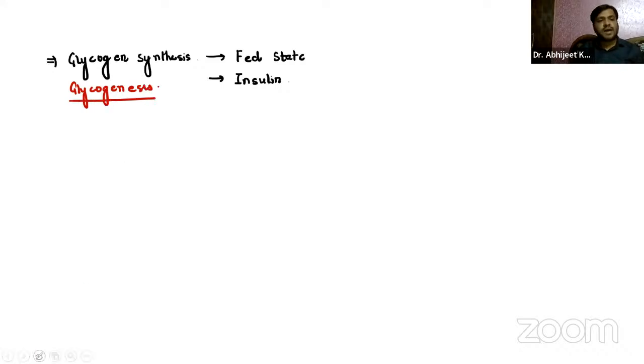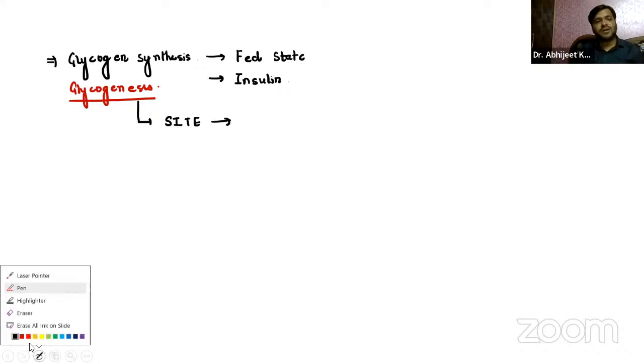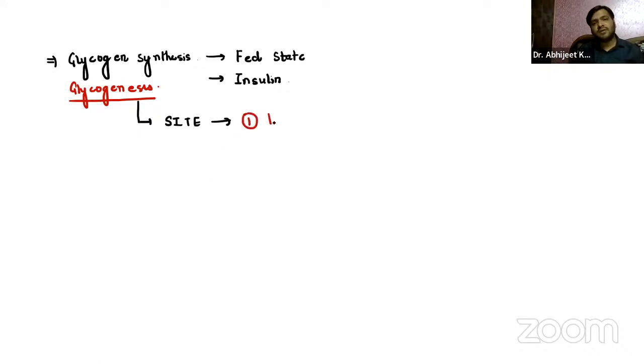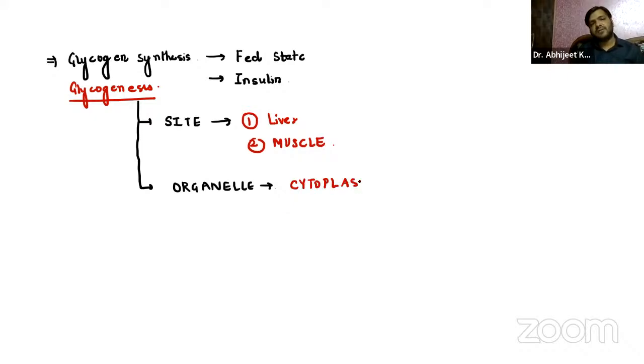right? The next question is what is the site of glycogen synthesis? I've already told you it occurs in the liver. Yes, it occurs in the liver and it also occurs in the muscle, right? Again, the next viva question, which cell organelle is it? That is the cytoplasm of the cell. The cytoplasm of the cell is the place where glycogenesis will take place, right?